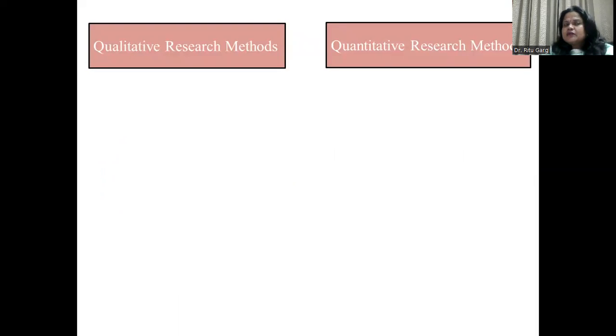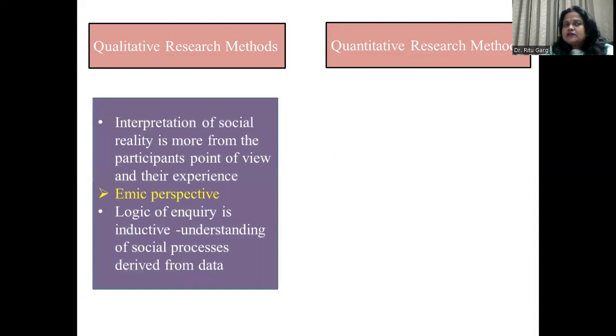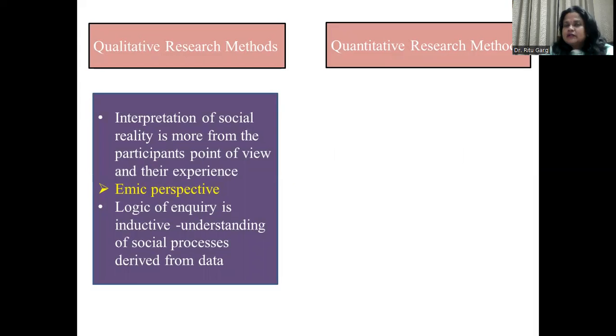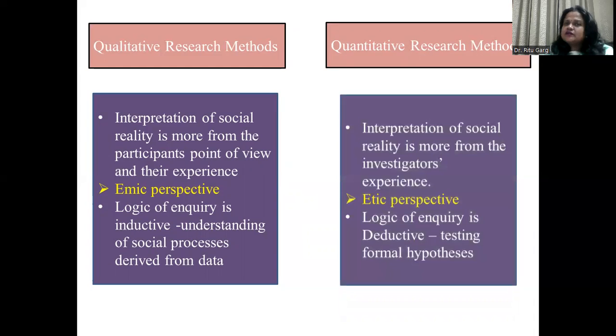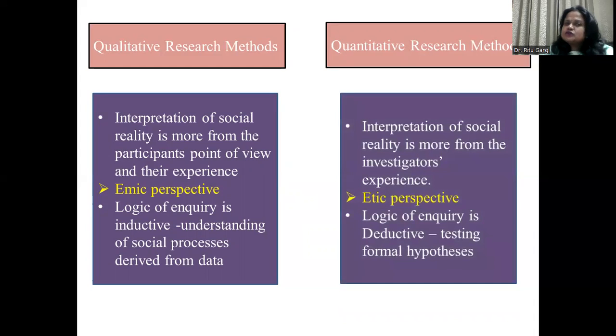How can we compare the qualitative research methods with the quantitative research methods? Qualitative research methods deal with words or text, while quantitative research methods deal with numbers. Interpretation of social reality is more from the participant's point of view and their experience in qualitative research, which is known as emic perspective. In quantitative research, interpretation of social reality is more from the investigator's experience. We call it etic perspective.